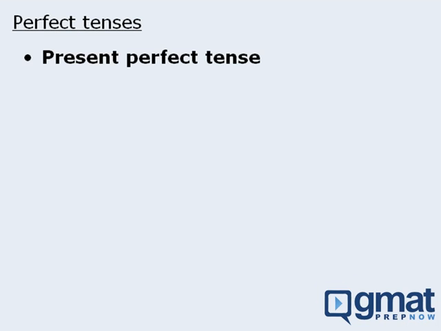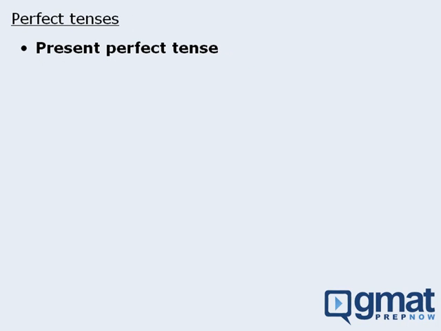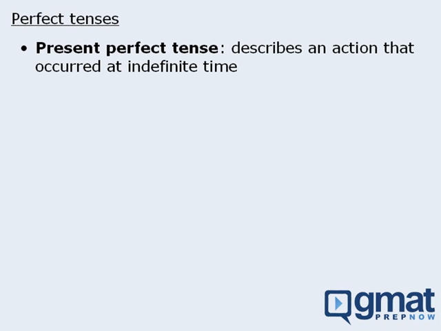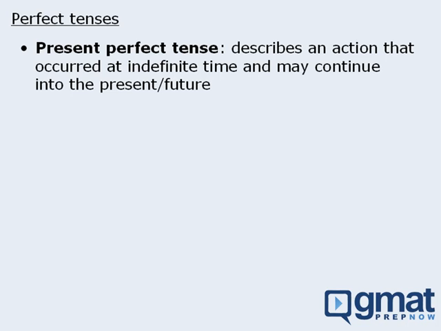Let's begin with present perfect tense. We use this tense to describe an action that occurred at an indefinite time in the past and may continue into the present and possibly into the future. To create this tense, we combine has or have with a past participle.